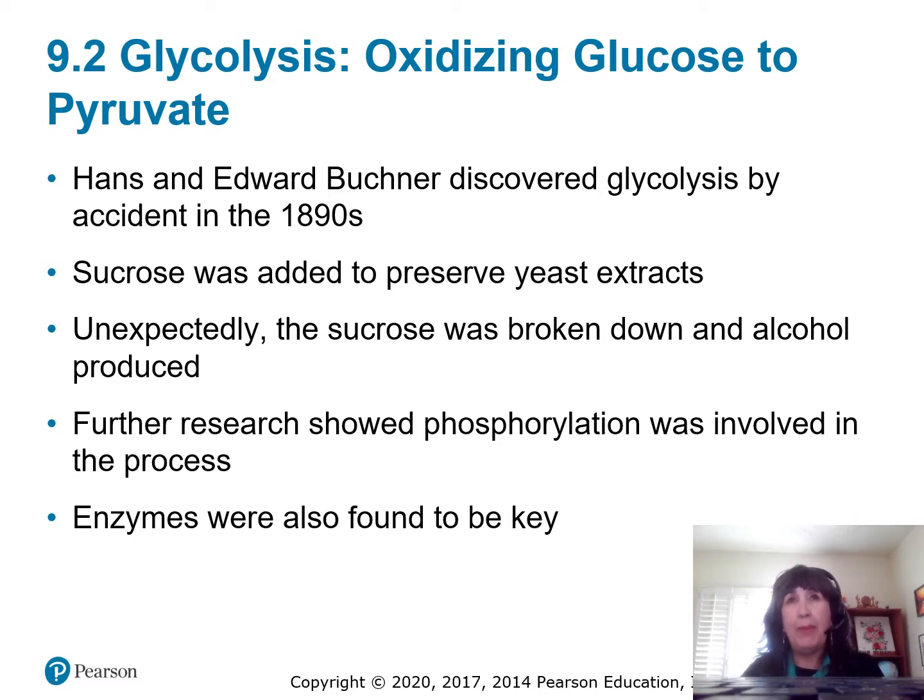This is happening in the cytosol. That's the space between the nuclear envelope and the plasma membrane. This takes a series of steps and is itself a metabolic pathway, and the end product is 2 pyruvates. We start off with 1 glucose, 6 carbons, and we end up with 2 pyruvates that have 3 carbons.